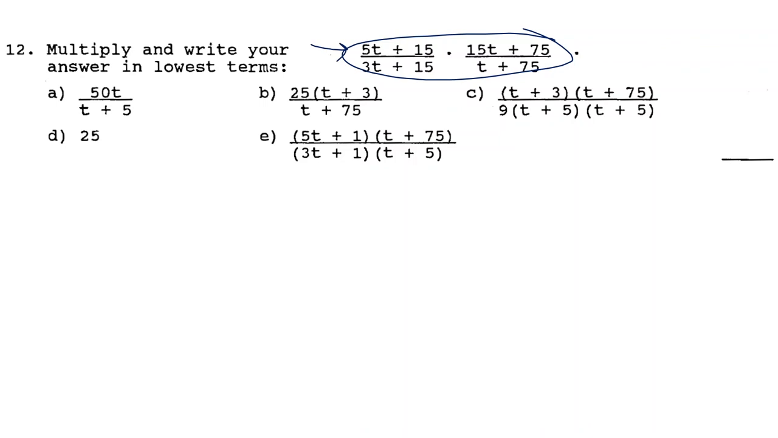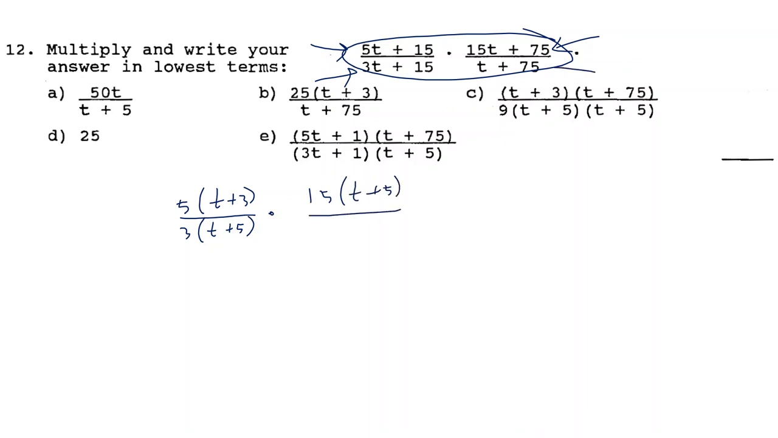5t plus 15, what can you factor out? You can factor out 5. You'll be left with t plus 3. On the bottom, 3t plus 15, what can you factor out? You can factor out 3. That's going to be t plus 5. Now, if you multiply this out here, you can factor out 15, t plus 5. And then t plus 75, there's nothing you can factor out. Just leave it as is.